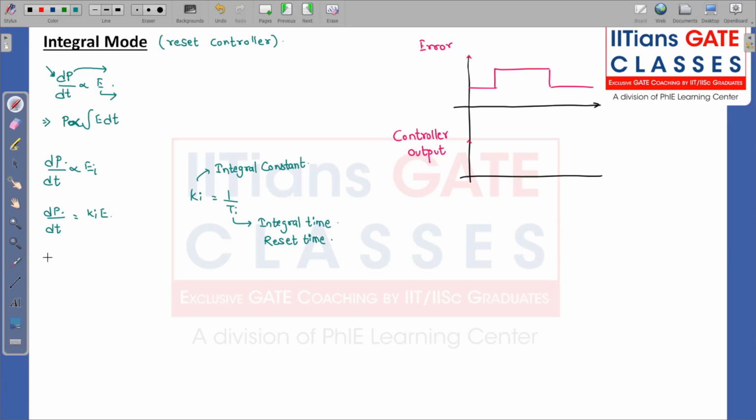Now, if we solve this, integrating both sides, dp is equal to Ki e dt, so p is equal to the integral of Ki e dt plus p naught. Now this p naught is a constant. It is given by the controller at t equal to 0. Even if p naught is 0, my controller will keep on running. It just needs a constant value, or even if error is 0, it will give controller output.